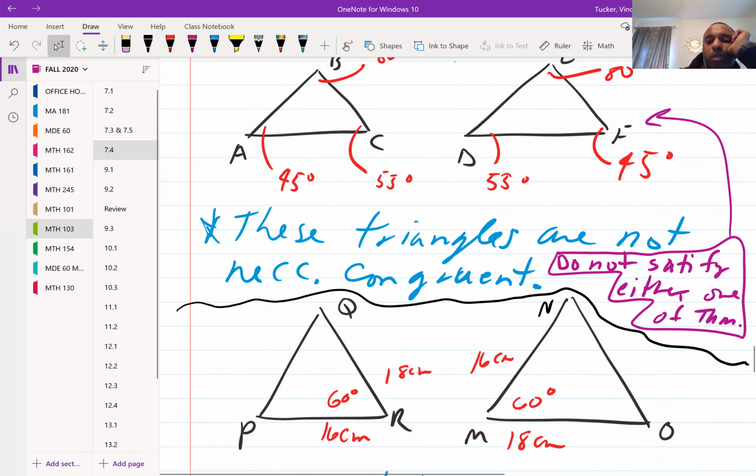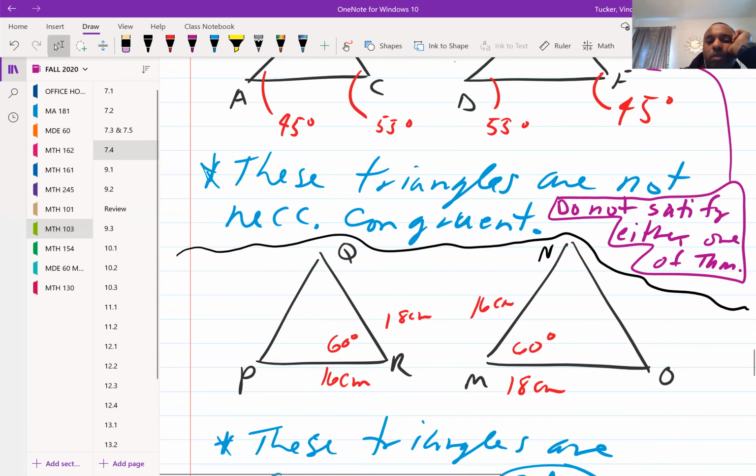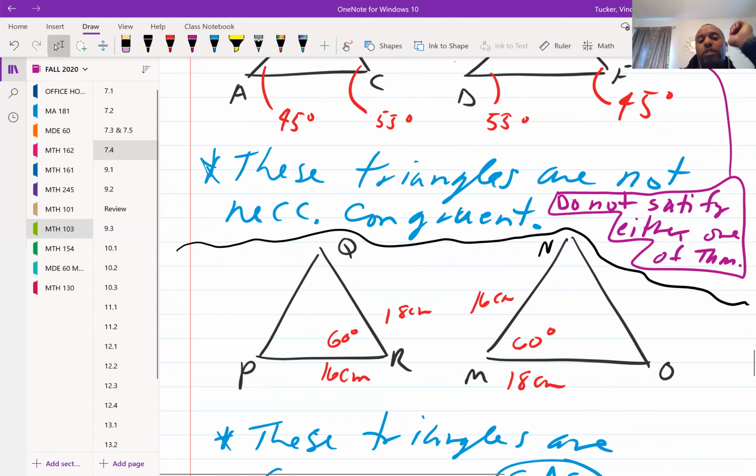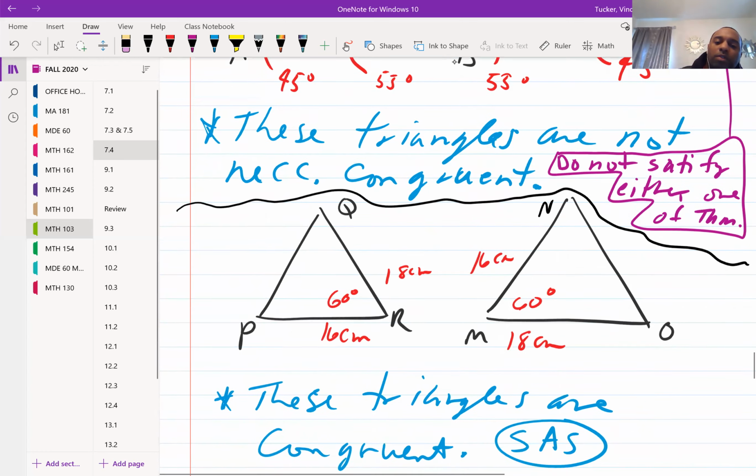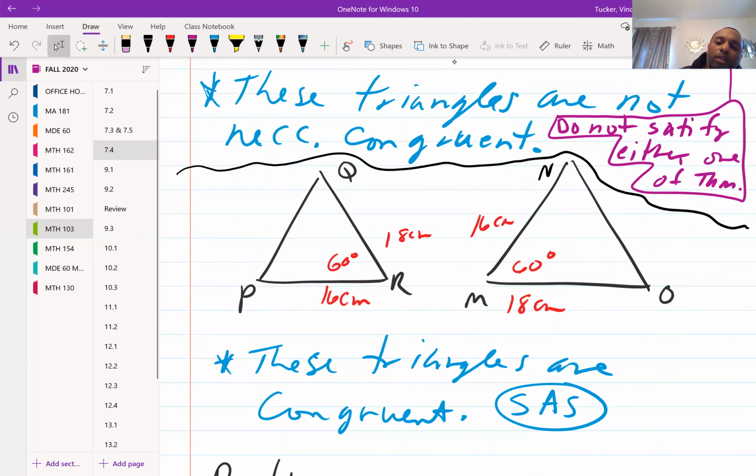All right, scrolling up. All right, so the next one, they give us the information that we have 16 and 18 for our sides in both cases. And then in between those sides, we have 60 degrees. So these triangles are congruent because of the side angle side theorem. Two sides and their included angle.